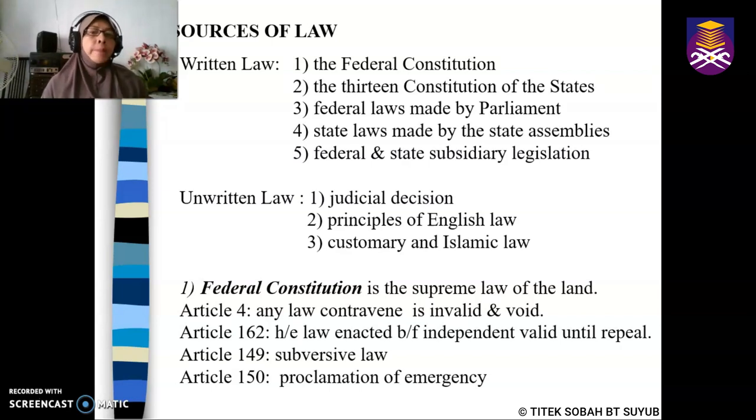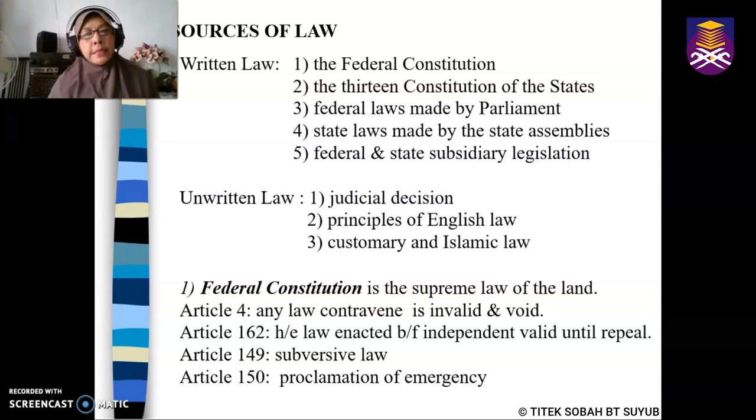Whereas unwritten law is the type of law whereby we could not identify who the maker of the law is. Written law in Malaysia has five types: the Federal Constitution, the Constitutions of the states, the federal laws made by Parliament, the state laws made by the state assemblies, and the federal and state subsidiary legislation. Unwritten law has three types: judicial decisions, the principles of English law, and customary and Islamic law.